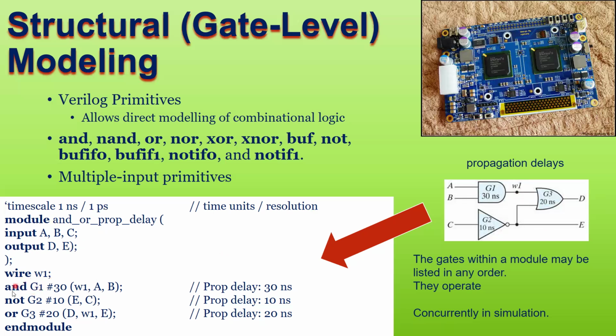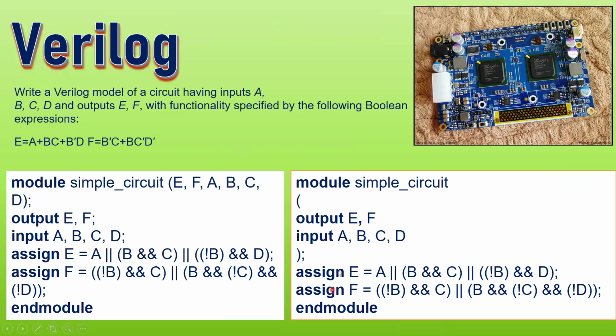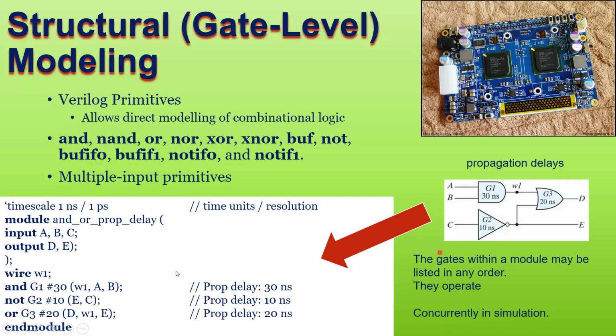And now look at this. I have the option of using assign statements and then writing D equal to what and E equal to what. That is data flow modeling. Instead, I am using gate level modeling. So I will use the inbuilt Verilog primitives and directly call them. That allows me to model a combinational circuit. I can make bigger circuits also out of these primitives.